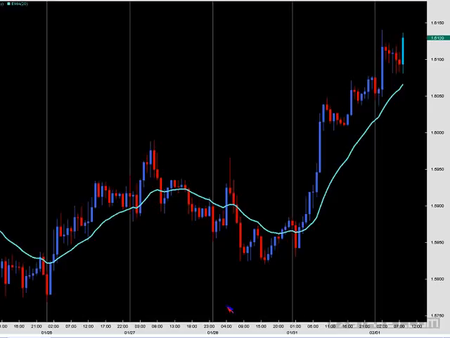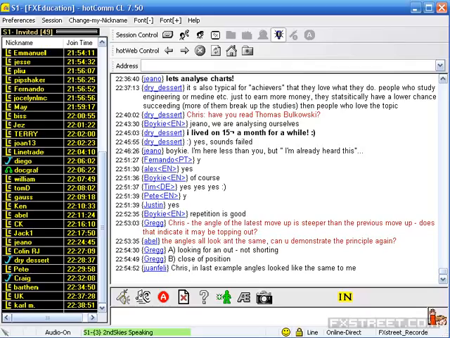Looking for an out, not shorting. You're looking for an out? It sounds like a poker move. You're not shorting. Are you already short? Is that what it is? So you're already short and you're looking to close. I had the feeling that that's why you're asking that question.